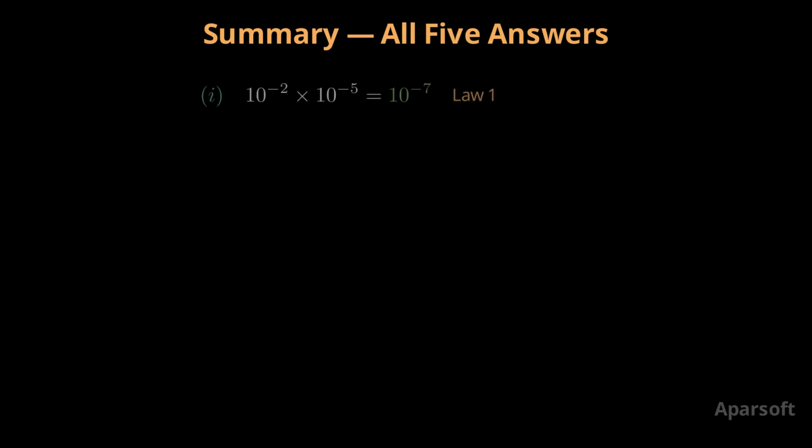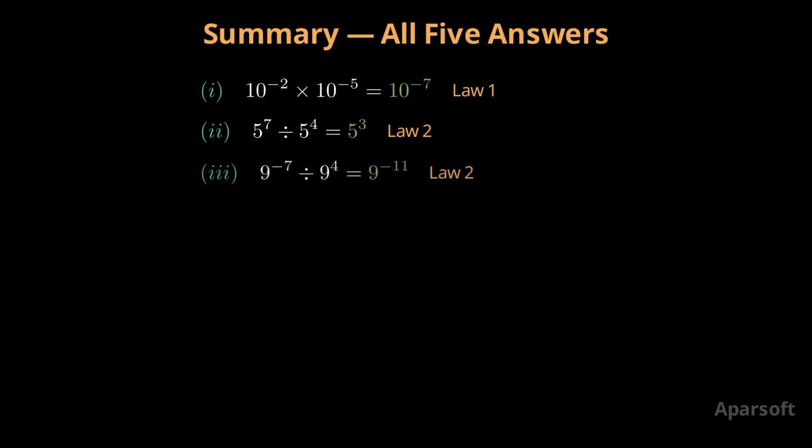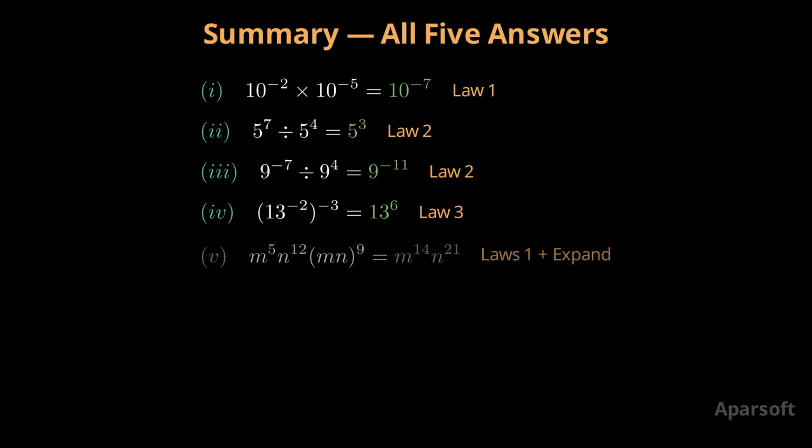Here are all 5 answers, each one found by picking the right law and doing careful arithmetic. Part 1. 10 to the negative 7, using law 1. Part 2. 5 cubed, using law 2. Part 3. 9 to the negative 11, using law 2 again. Part 4. 13 to the 6, using law 3. Part 5. m to the 14 n to the 21, combining expansion with law 1.